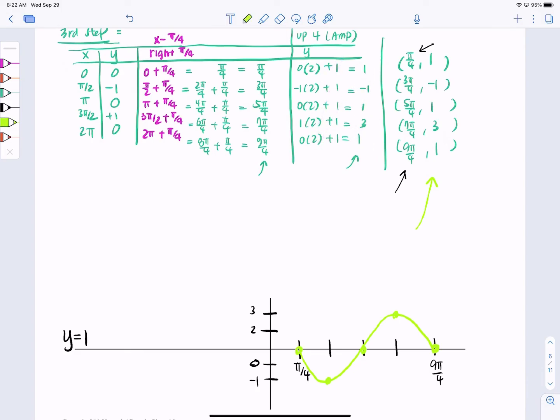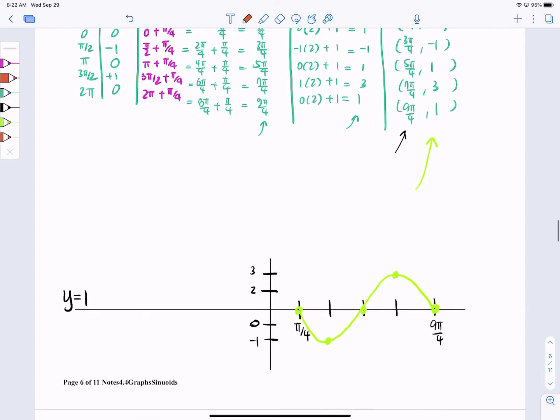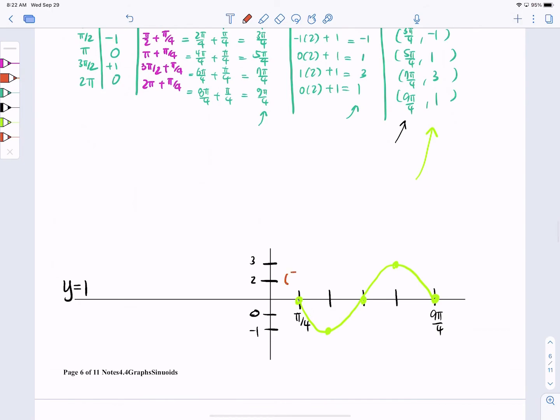But what's important, and what we're going to ask of you to do, is you're going to have to label each of these coordinates. These are called 5 critical points, and we have pi over 4, 1. We also have 3 pi over 4, and we have negative 1. What is this one? 5 pi over 4, and we have 1. This one is 7 pi over 4, and that's 3, right? That's the max, right? Sorry, my handwriting is so ugly, all right? And this guy is 9 pi over 4, and it starts at the mid, so it ends at the mid.